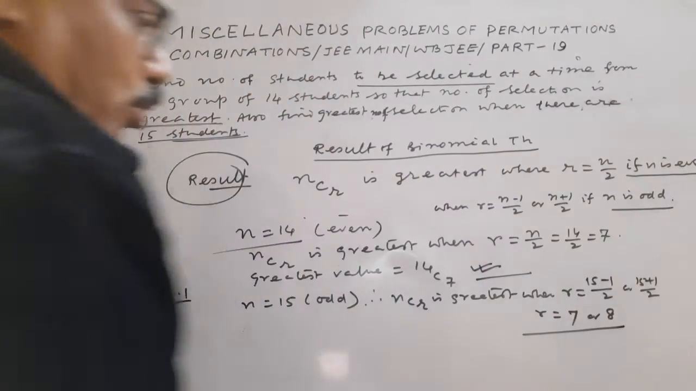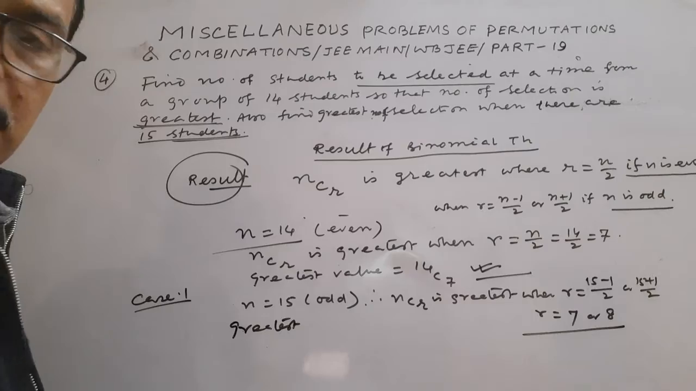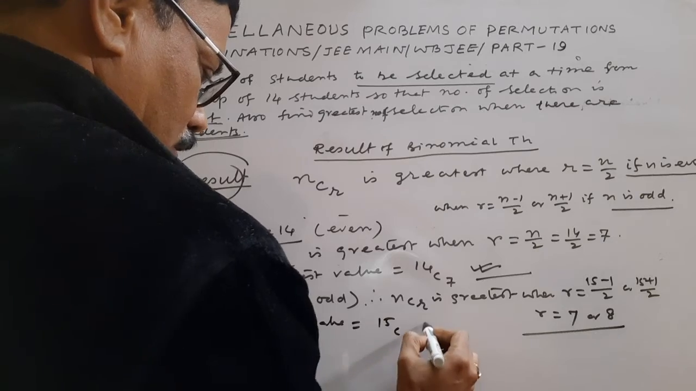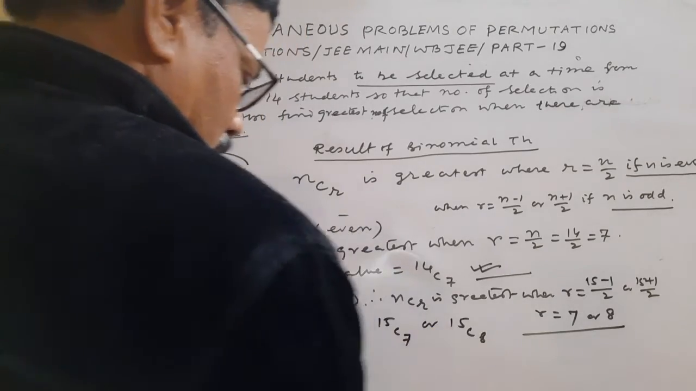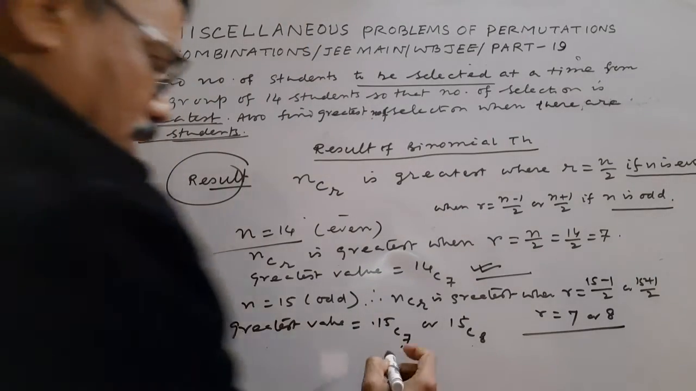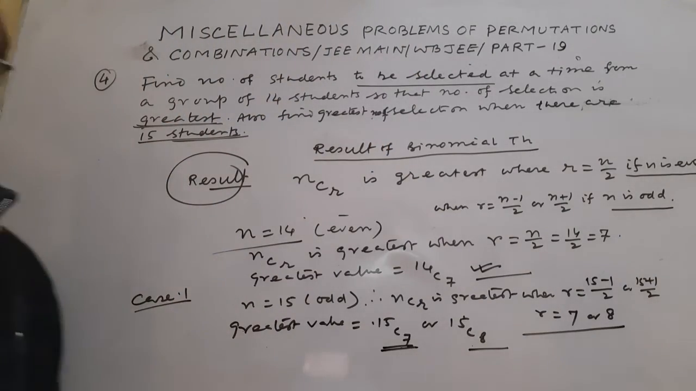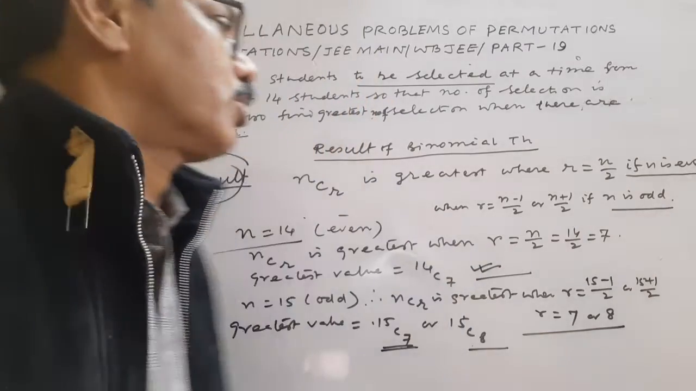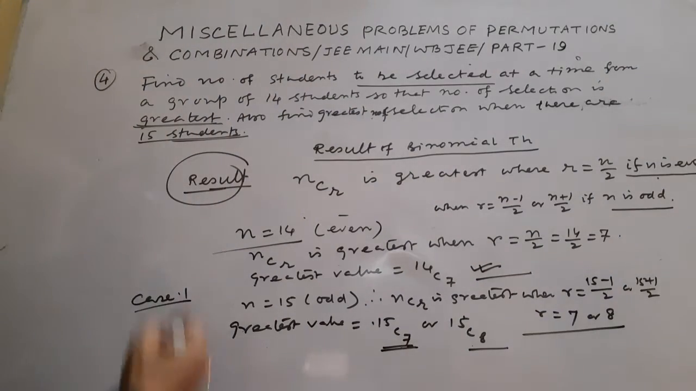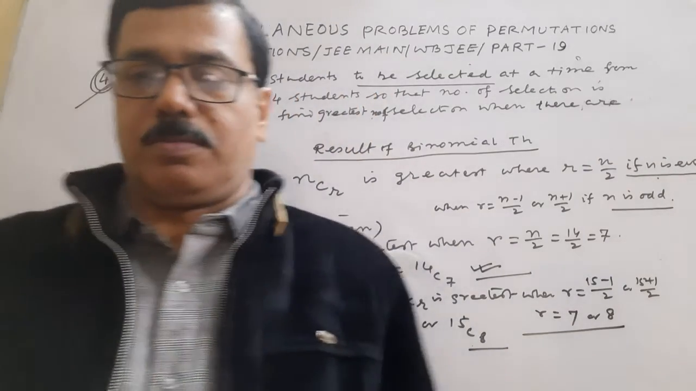15 minus 1 by 2 is 7. So what is the greatest value? It equals 15C7 or 15C8. You know they are the same by the complementary combination theorem. So the answer for the second case is 15C7 or 15C8. They have the same value. So simple problem, but you need this theory. So most important problem and simple also.